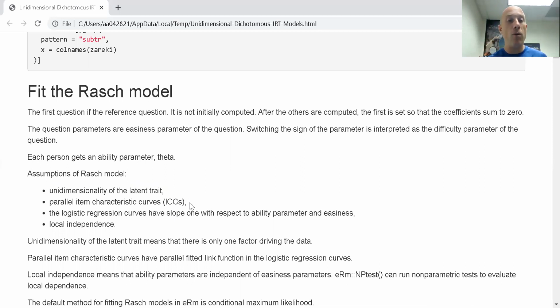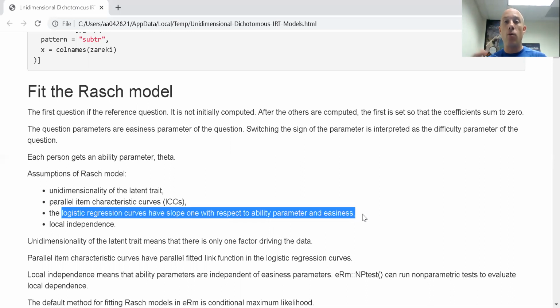We have parallel characteristic curves. This is saying that if I graph the logistic regression equations that come out for each individual question, they're going to have the same curve. They're just going to be left and right shifts of each other, and the amount of shift comes from the difficulty. Now, the logistic regression curve with respect to that one latent variable has slope 1. This is a big one. Not only do they all have the same slope in terms of logistic regression, it's slope 1 for each of them.